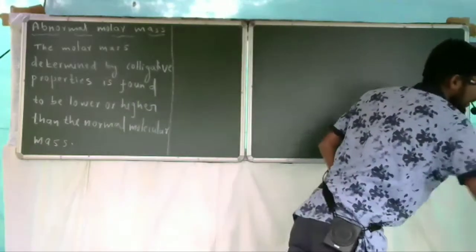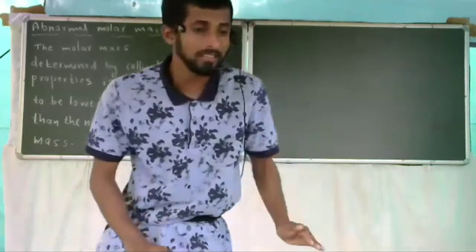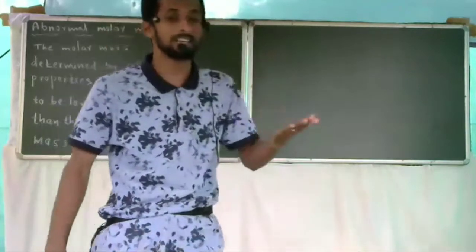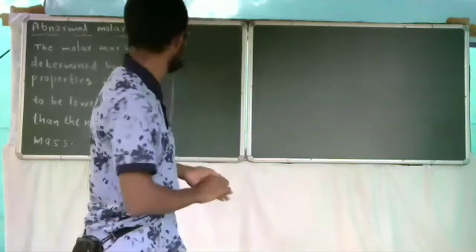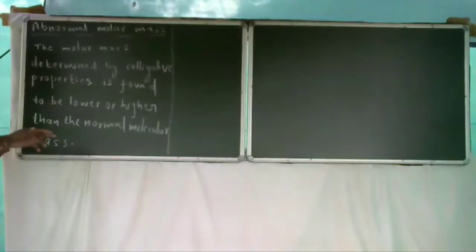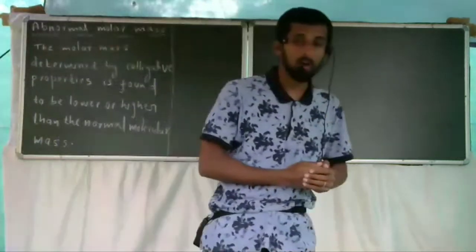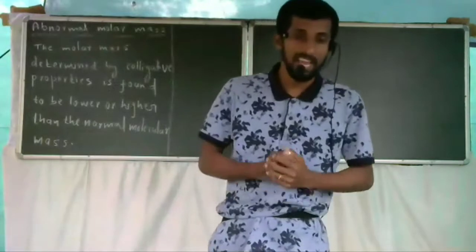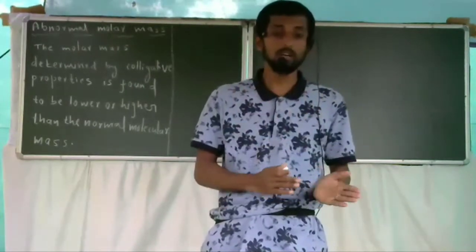So the experimentally calculated molar mass is either lower than the theoretical value or higher than the theoretical value. That concept is called abnormal molar mass. The molar mass determined by colligative properties is found to be lower or higher than the normal molecular mass.